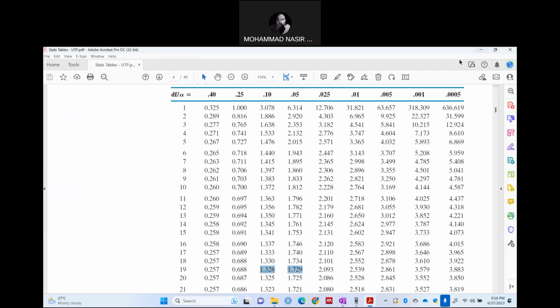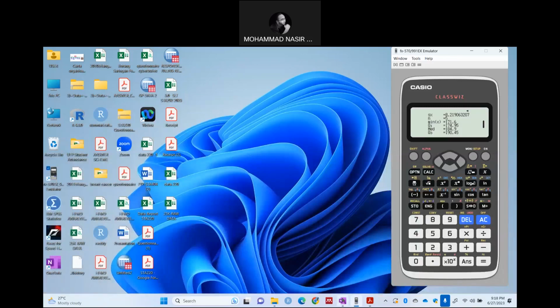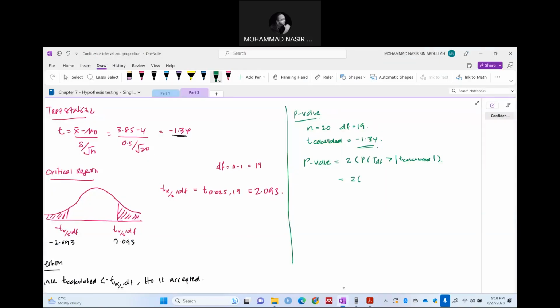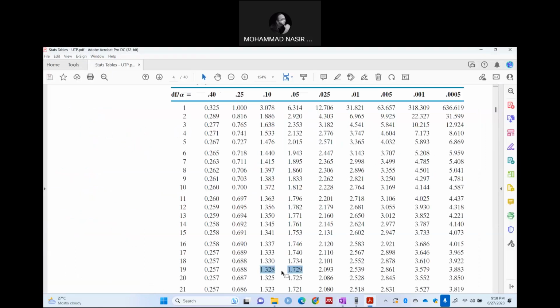So the p-value will actually be somewhere between these two values, right? So it should be 0.05 to 0.10. Okay, look at this table again. The 1.34 is between 1.32 and 1.7. So our p-value should be somewhere between 0.05 and 0.1.